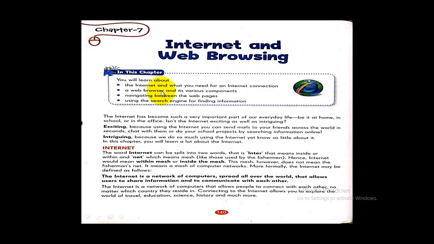Now in this chapter we are going to learn about the Internet and what you need for an internet connection, a web browser and its various components, navigating between the web pages, using the search engine for finding information. Chapter number 7 is the last chapter, and the name of the chapter is Internet and web browsing.